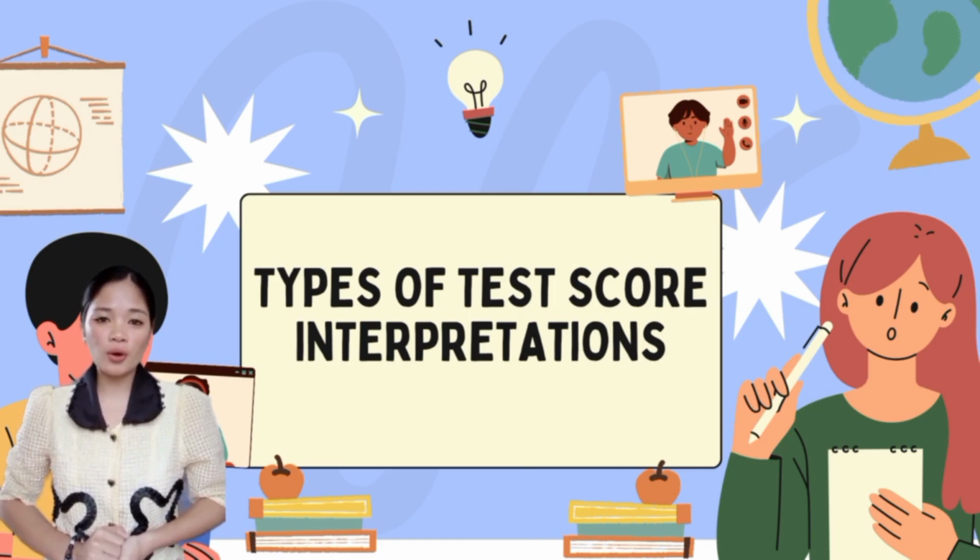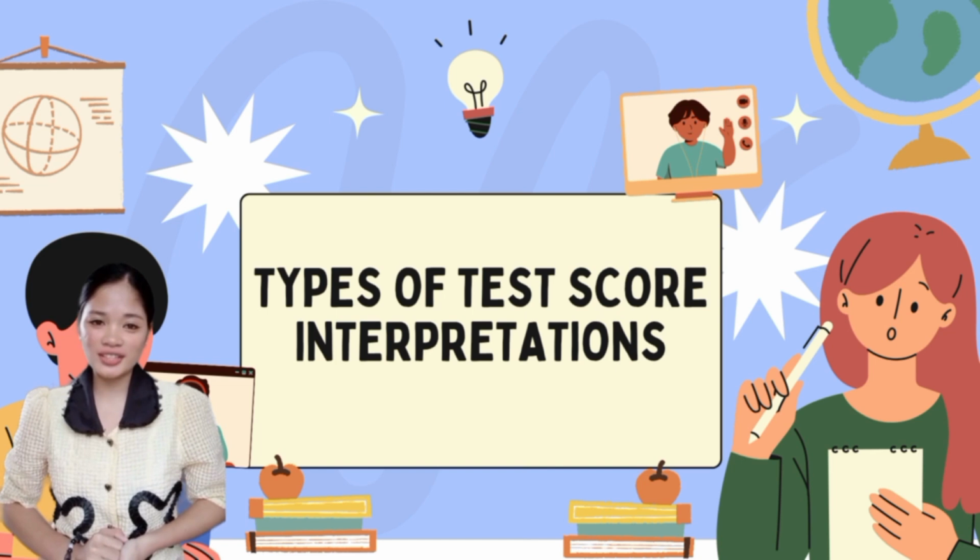The first student's score is compared to her classmates. If she's in the top 10, it means she performed better than most of them. The focus is on ranking and comparison with others. While the second student's score is compared to the learning objectives.